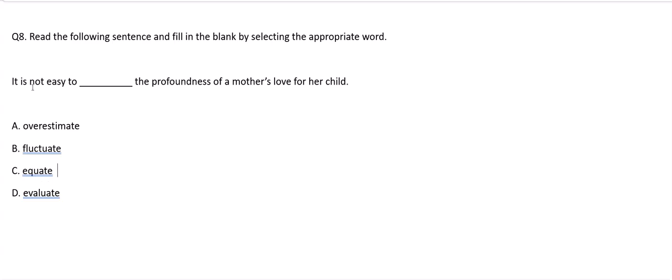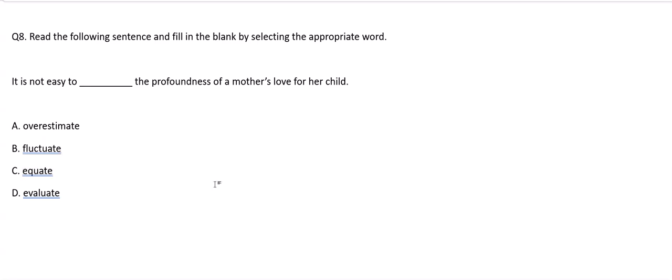Here it is a comparative sentence. It is not easy to equate the profoundness of a mother's love for her child, which means we cannot equate how deep a mother's love for her child is to anything else. So equate will come in blank 3.